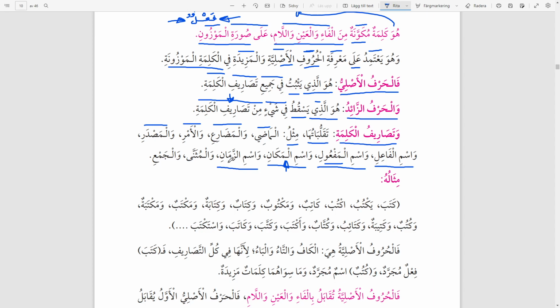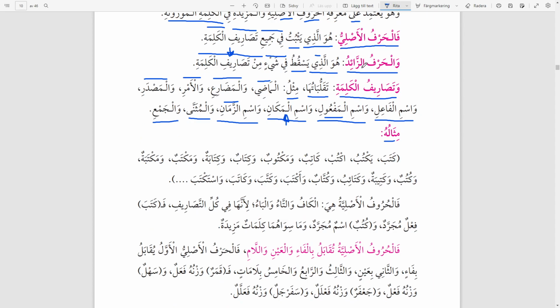واسم الزمان, and a name for the time, yeah, I'll get back to it. والمثنى, and this is the dual as opposed to the plural, meaning two of something. So kitabun is one, kitabani, two. That's the dual, that's the مثنى. والجمع, and the plural, like books. And some examples.